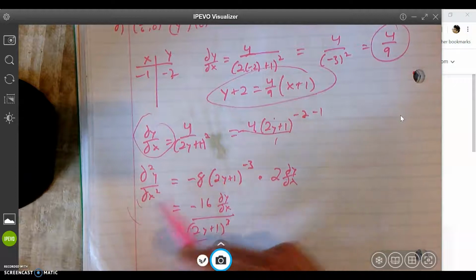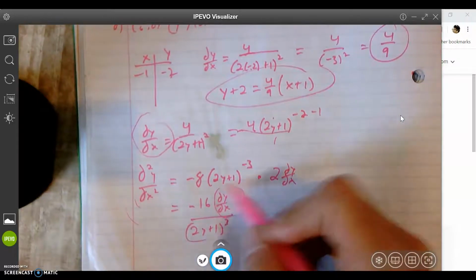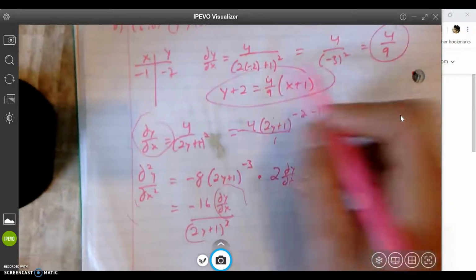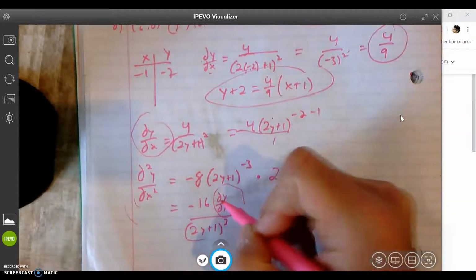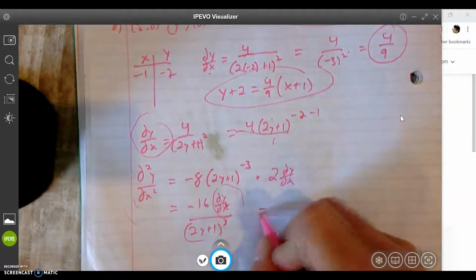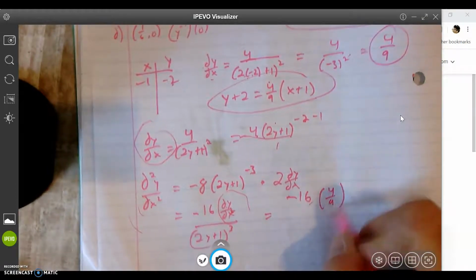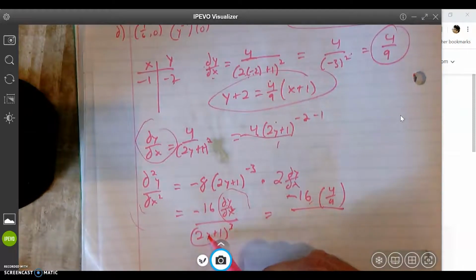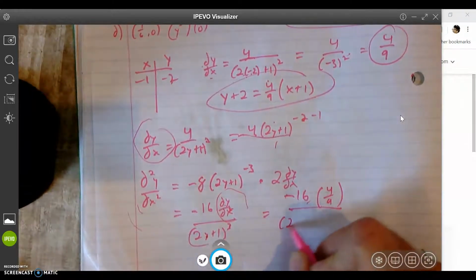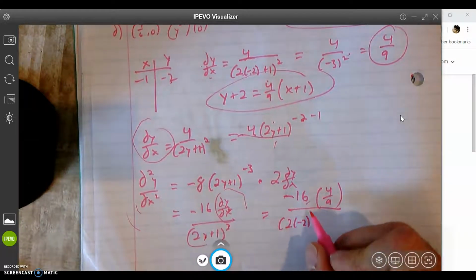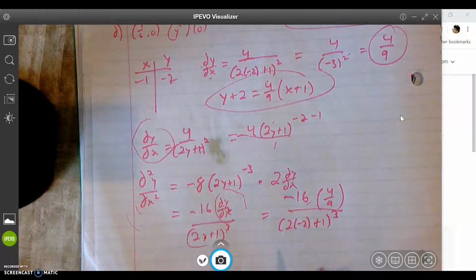Now I need to evaluate this at the point negative 1, negative 2. dy/dx at that point, we already did that right here. We already plugged in negative 2, so we already evaluated dy/dx. This part right here is 4/9. So that's negative 16 times 4/9. Now the y is also going to be negative 2, so I'm plugging negative 2 here. So it's 2 times negative 2 plus 1, to the third power.